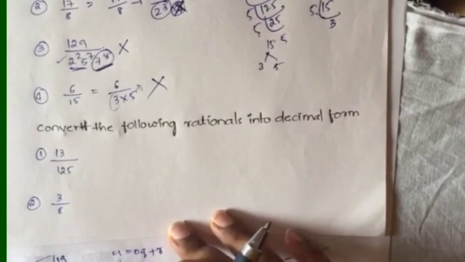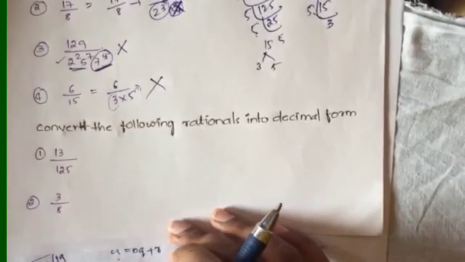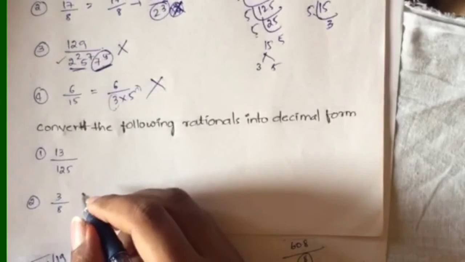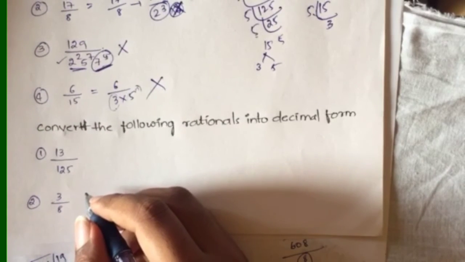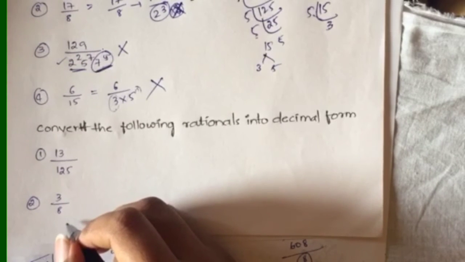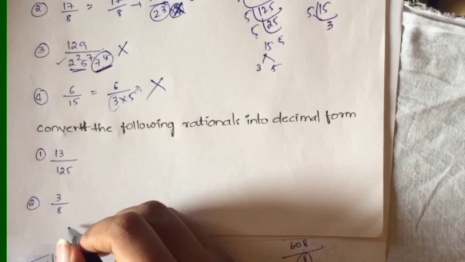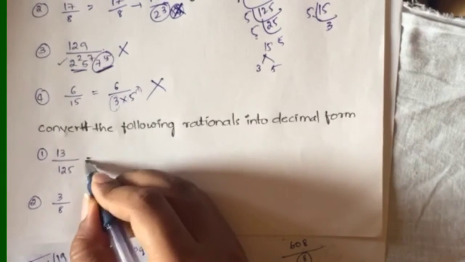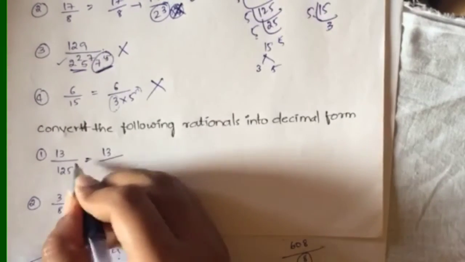So we are given the p by q form of a particular number. Two questions are given and you are supposed to find out the decimal form of these rational numbers. How do you do that? This also you should not perform division. You should not perform actual division. So how do you do that? 13 by 125, first express it in the form of our standard form.